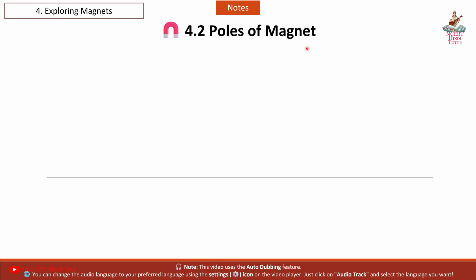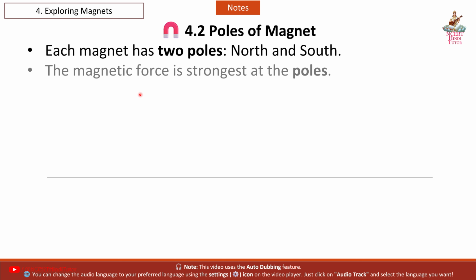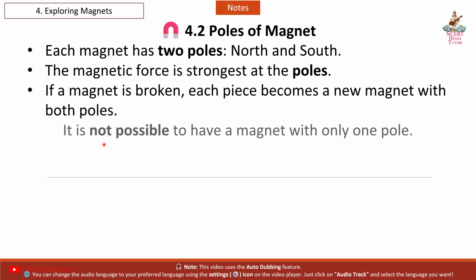4.2 Poles of a magnet. Each magnet has two poles, north and south. The magnetic force is strongest at the poles. If a magnet is broken, each piece becomes a new magnet with both poles. It is not possible to have a magnet with only one pole.